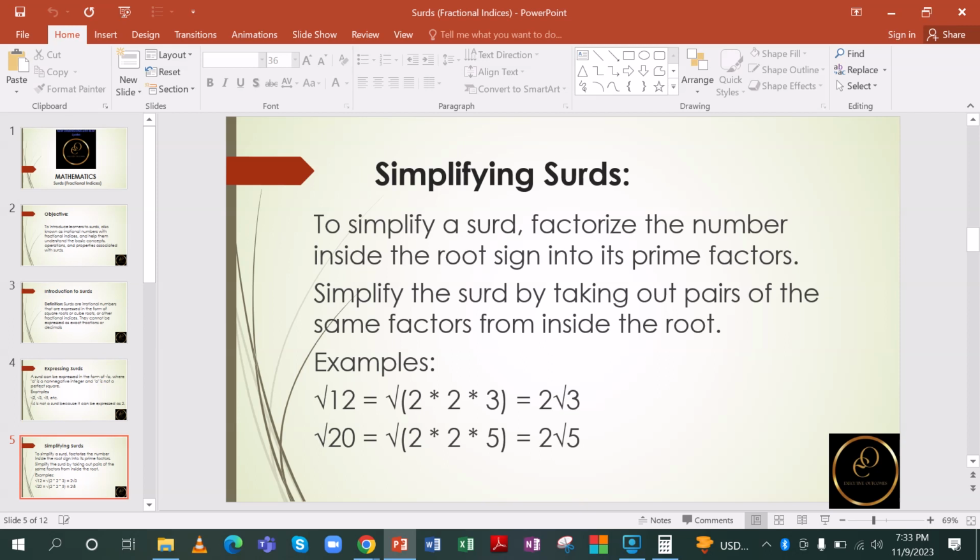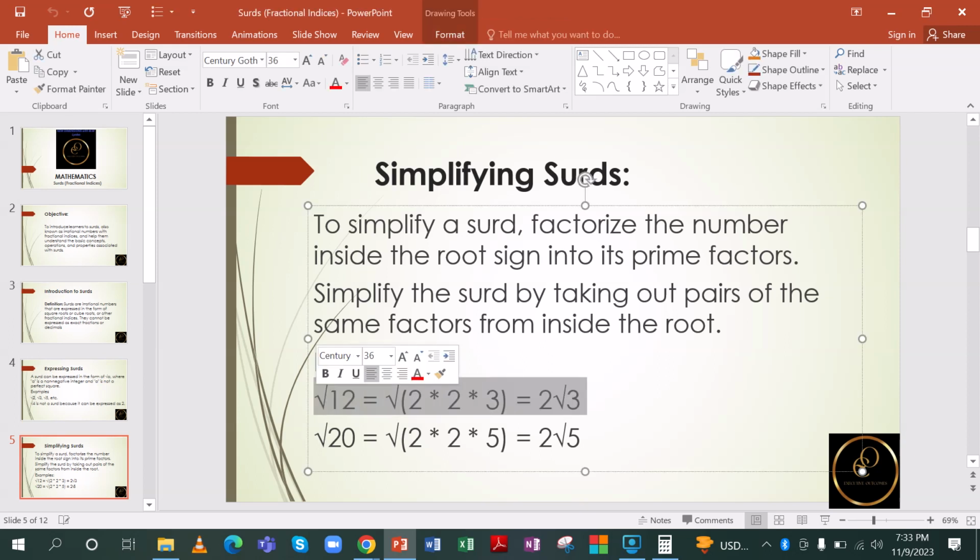Factors are numbers that are multiplied with each other so that you get what is known as a product. So those are what we call factors. I've given you 2 examples just to demonstrate that. Look at the first example, which is showing you the square root of 12. To simplify this surd, you come up with the prime factors. This will be 2 times 2 times 3, because 2 times 2 is 4, times 3 is 12.